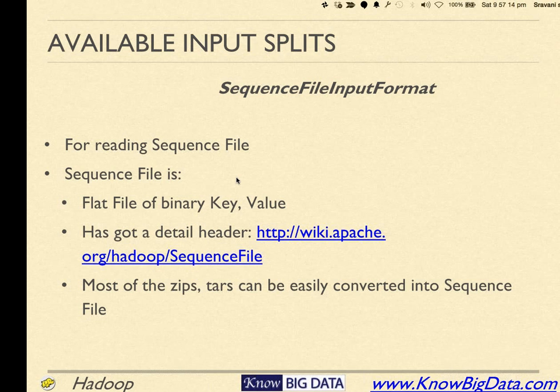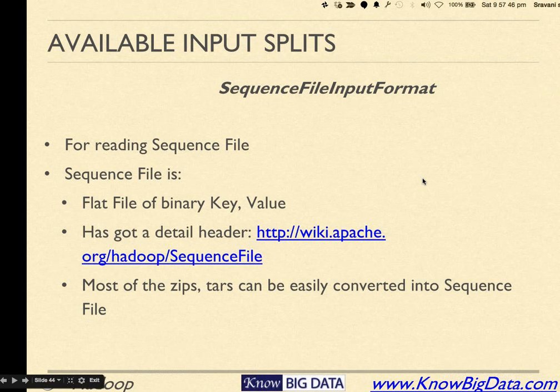Okay, so you can have a look at the sequence file input format if you are interested. If you have to process very small files, the general logical thing is to combine all of these small files into a single file, create a zip file, and then once you have created the zip file out of these small files, you convert that to the sequence file.